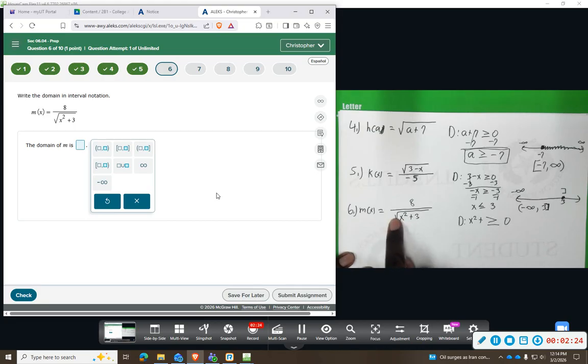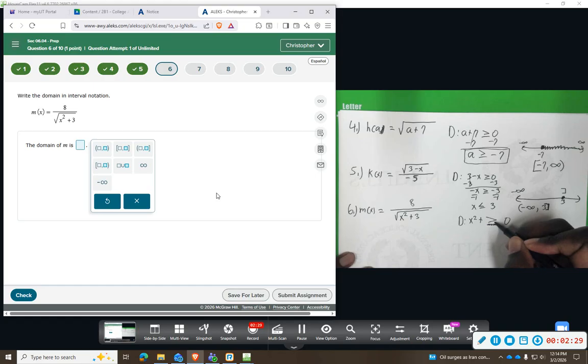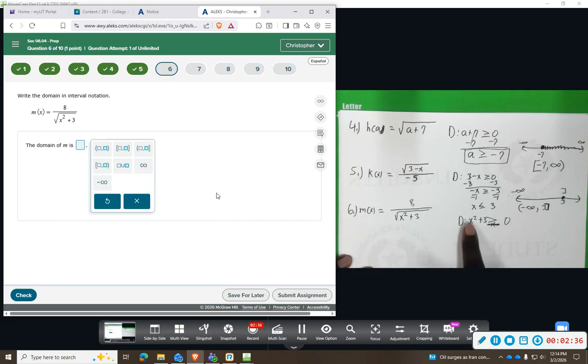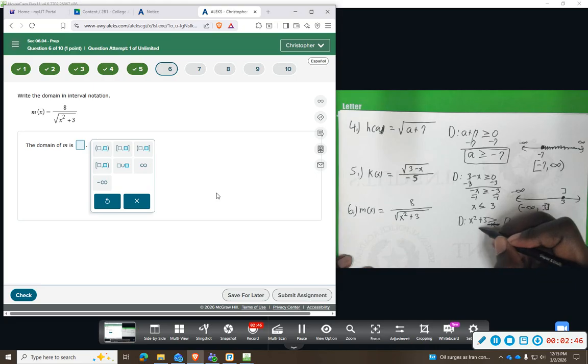Because it's in the denominator, it cannot be equal to 0. So you just get rid of the underline, and so, sorry, I need the plus 3. And so our restriction is whatever's under the radical has to be greater than 0. When we solve, subtract 3, that gives us x squared has to be greater than -3.